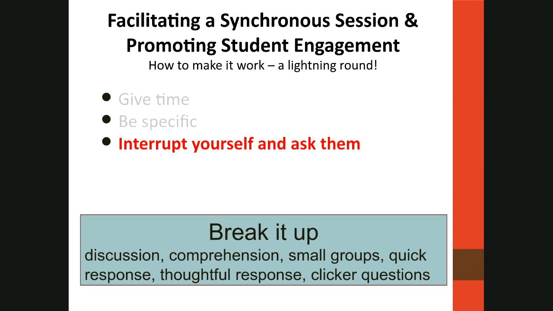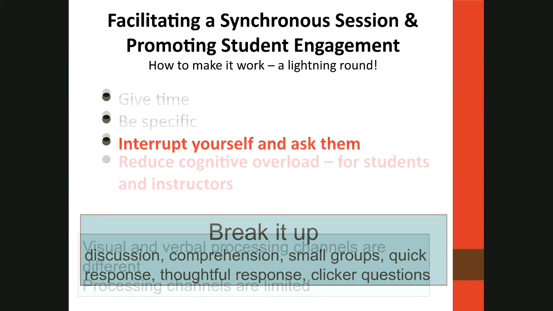Interrupt yourself. Don't talk for too long, but stop and ask for feedback, whether it's through emoticons, or break it up with a discussion, or ask for questions, insert a poll, put a question in there, put a whiteboard in. Make sure people are comprehending the concept, ask for chat responses, just break it up using the tools and getting their feedback in all sorts of different ways.